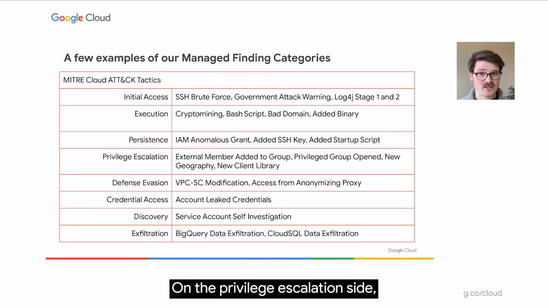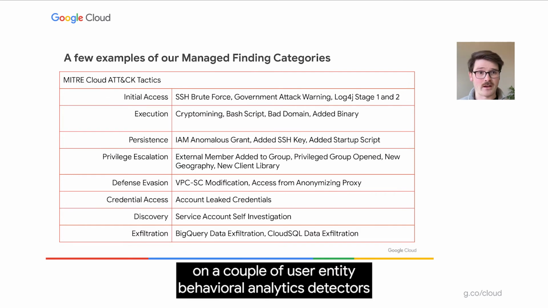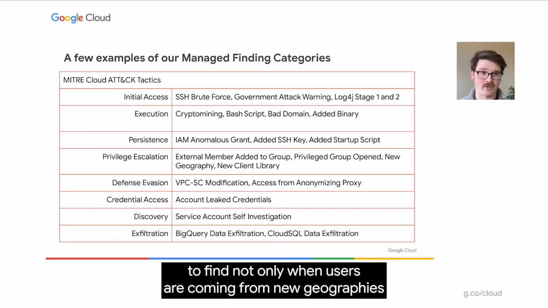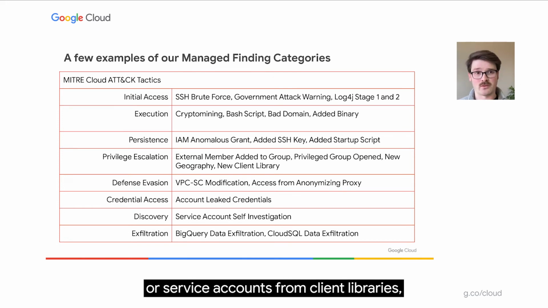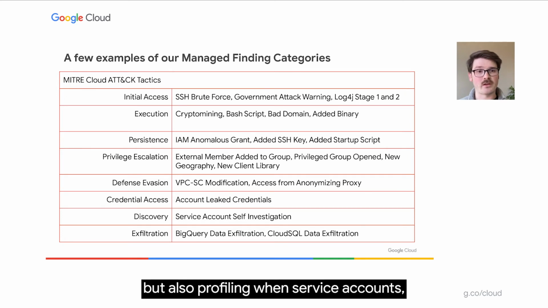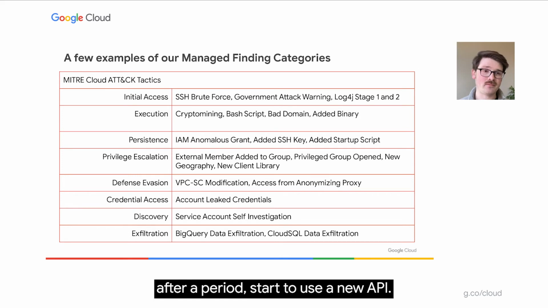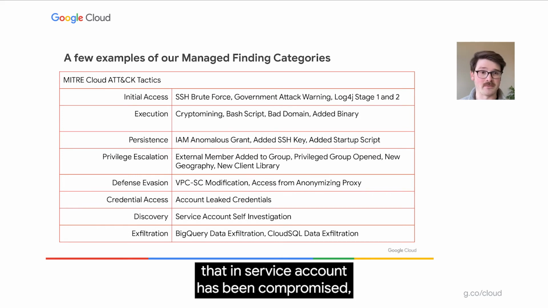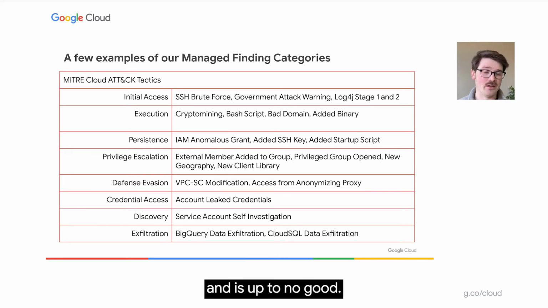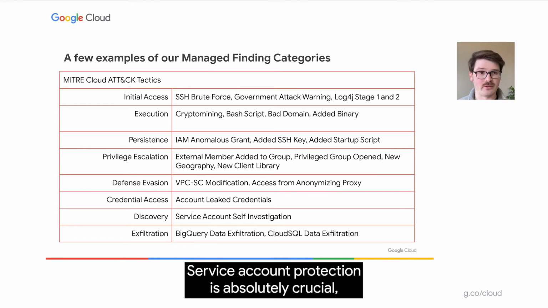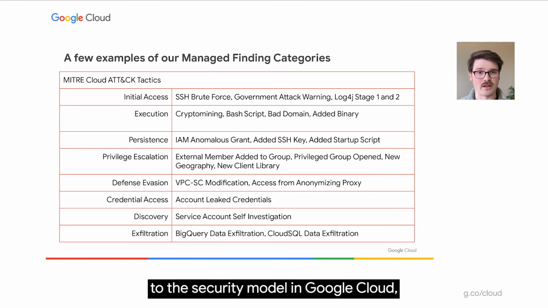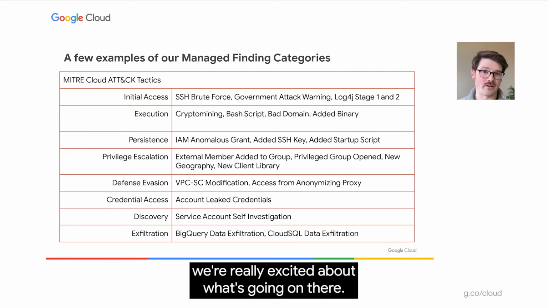On the privilege escalation side, we've been working really hard on a couple of user entity behavioral analytics detectors to find not only when users are coming from new geographies or service accounts from new client libraries, but also profiling when service accounts, after a period, start to use a new API. It's a very common sign that a service account has been compromised and is up to no good. Service account protection is absolutely crucial to the security model in Google Cloud. We're really excited about what's going on there.